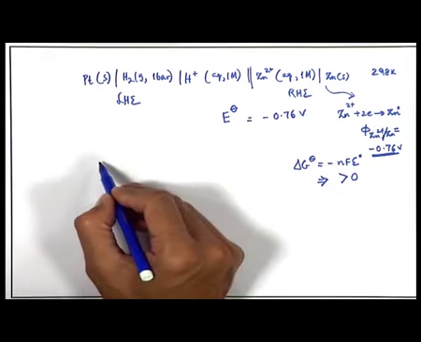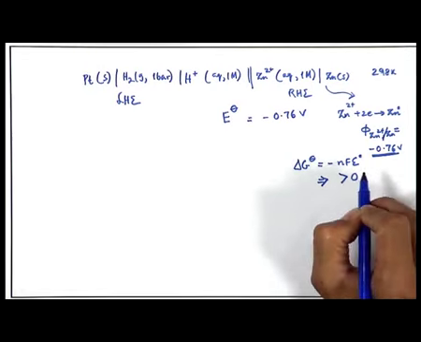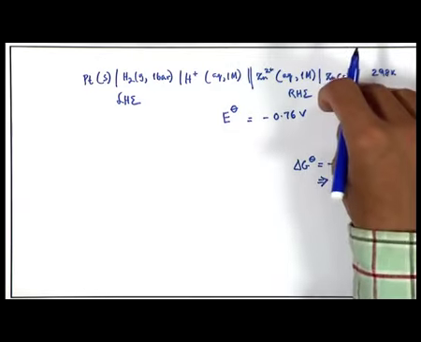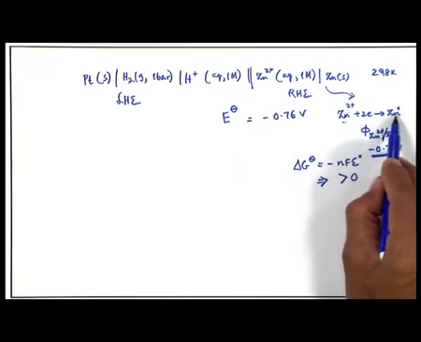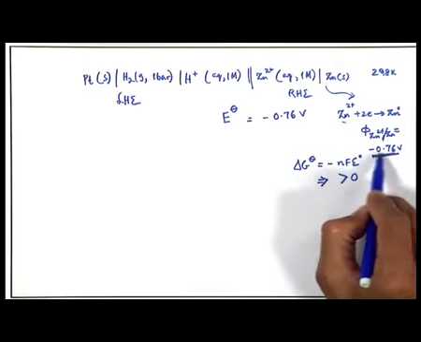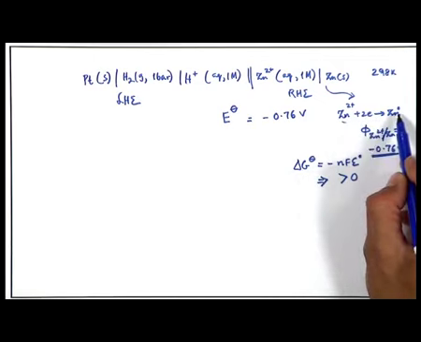What will happen now if we couple this together? If you consider this half cell only, the half cell reaction as it is represented, Zn2+ to Zn, has a negative value of potential. Therefore, this reaction is not going to happen.